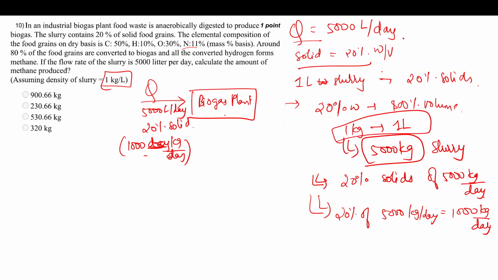Now here you are given some composition of this food grains, which contains carbon, hydrogen, oxygen, and nitrogen, and the weight percent are given. So you can say that 50% of this 1,000 is carbon. So 50% of 1,000, which is 500 kg, is carbon. Then you can say hydrogen is 100 kg, oxygen is 30%, which means it is 300, and nitrogen is 110.